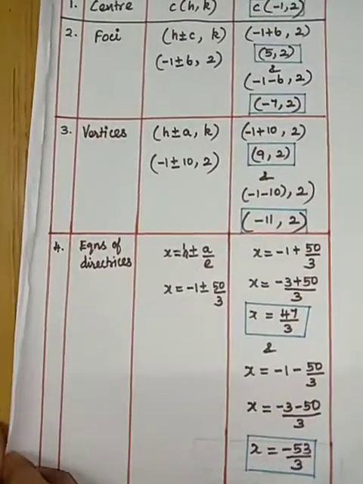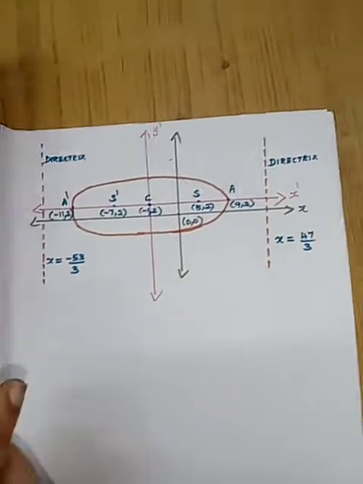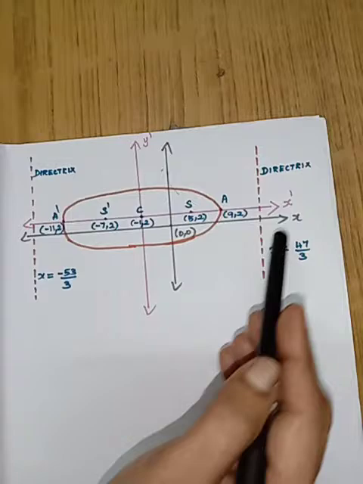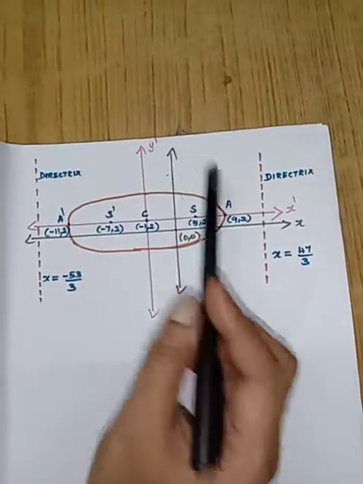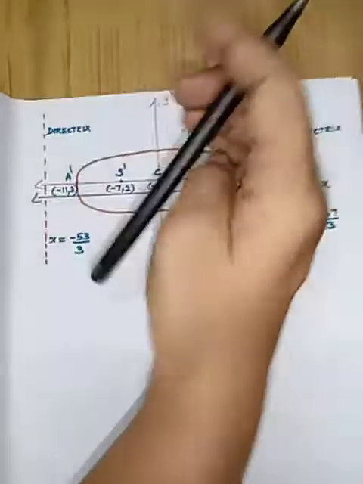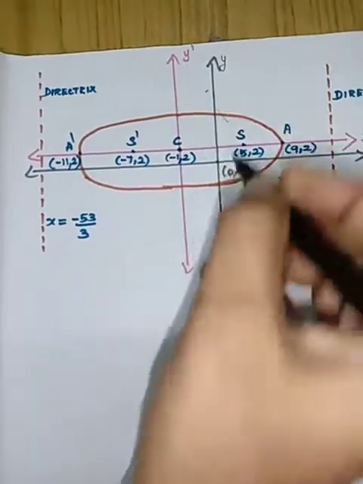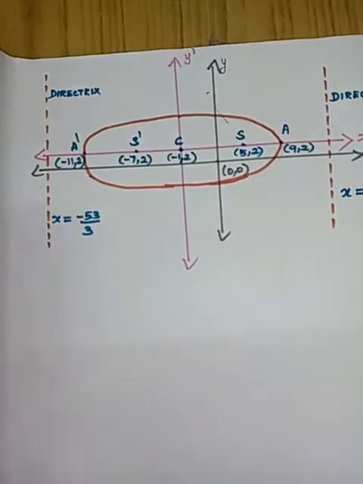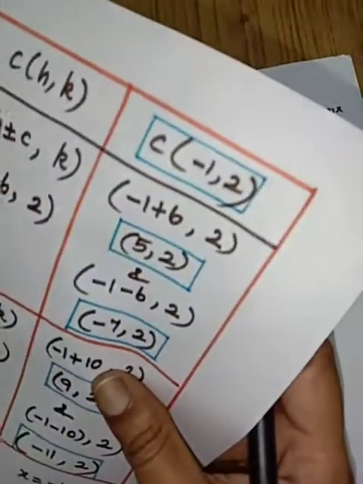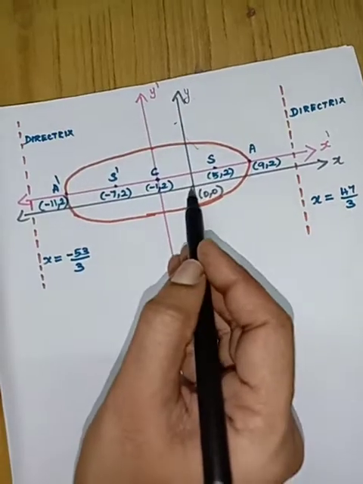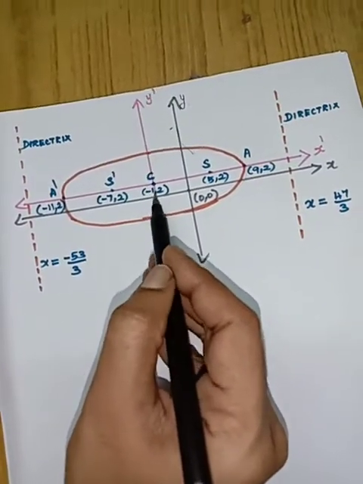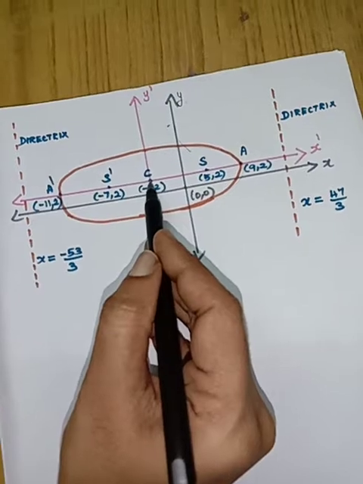Okay, so we have to draw the diagram for this. Your major axis is parallel to x axis. So I have drawn a small x axis and this is the y axis. So this is the origin. Now your center is what? It is minus 1 comma 2. So on the x axis minus 1 and on the y axis 2. So here I have marked the center.